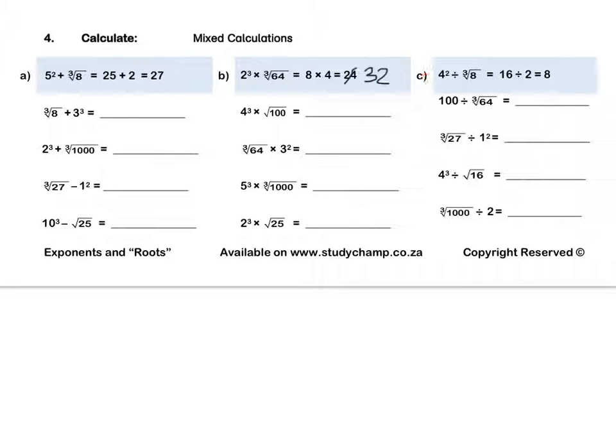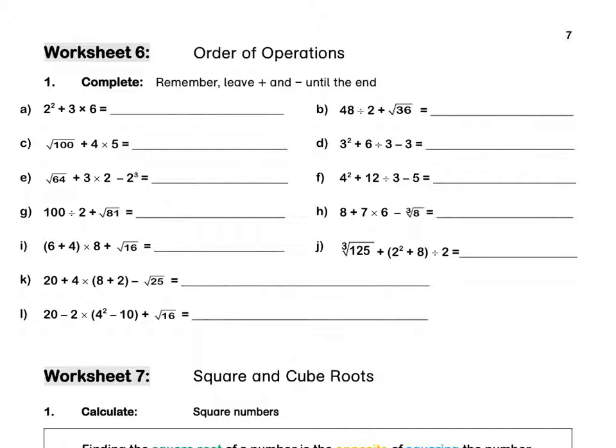Question C. 4 squared is 16, divided by the cube root of 8 is 2, to give a final answer of 8. Press pause to complete all of question C by yourself. When you are done, use the memo to mark all your answers. Question 6. Order of operations. Remember to leave plus and minus until the end.